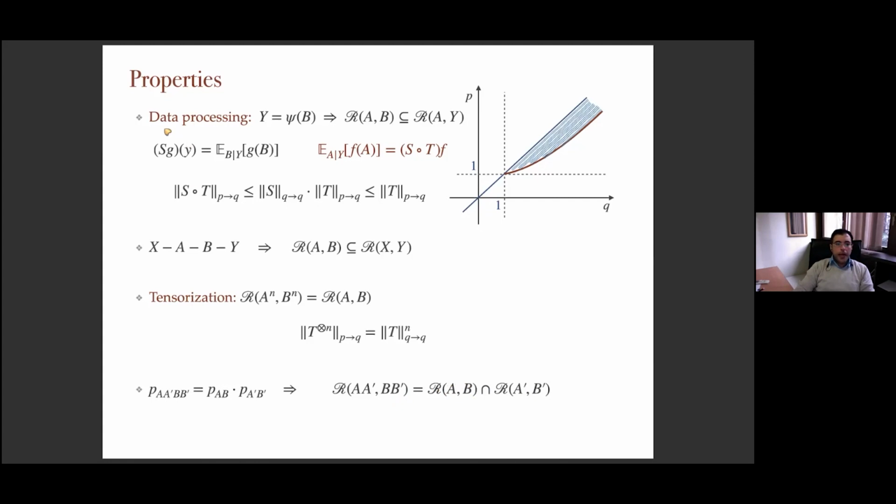So we have this data processing of the hypercontractivity ribbon. That's a measure of correlation. We have this tensorization property. So it's a good measure of correlation to be applied to the problems that we started with.